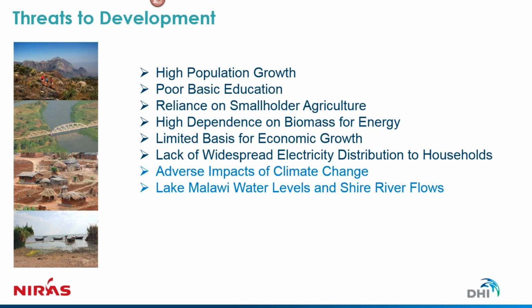The threats to development have been listed here, and you can see there's the high population growth, there's poor basic education, there's the reliance on smallholder agriculture, there's the high dependence on biomass for energy, which causes this deforestation, and there's basically a very limited basis for economic growth, and there's a lack of widespread electricity distribution to households. In addition to these, there are also the adverse impacts of climate change. Climate change has impact on the basin itself, but it has also impact on the Lake Malawi, which is feeding the Shire Basin.